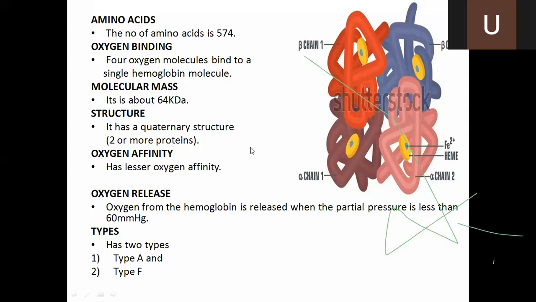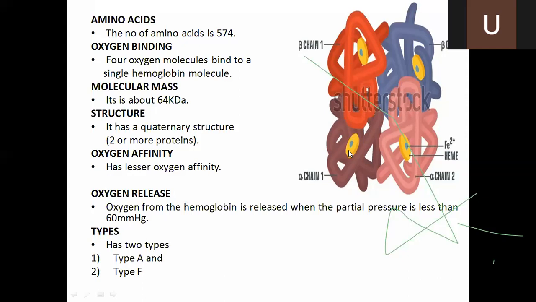Now the oxygen affinity, that is, how much oxygen it can attract, hold and bind. The oxygen affinity of hemoglobin is slightly less as compared to myoglobin. Why this is so, I will explain ahead. Now, at what pressure does it release oxygen? It releases the oxygen when the pressure is less than or equal to 60 millimeters of mercury. When the pressure is this much, the oxygen molecule bound to hemoglobin will dissociate and be released. There are two types of hemoglobin, type A and type F.